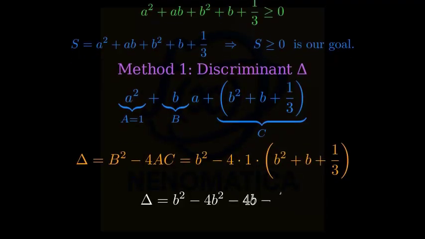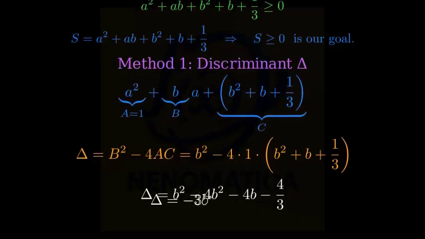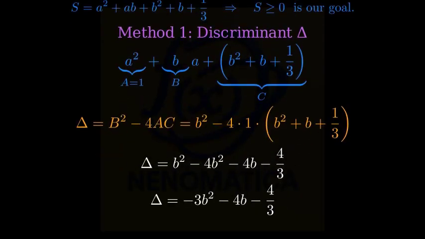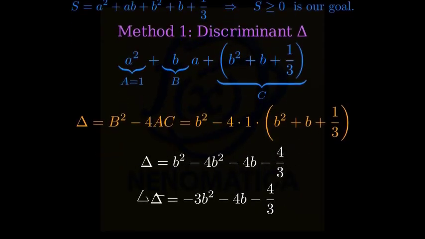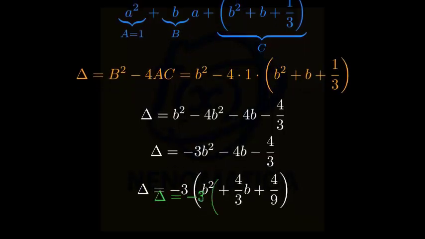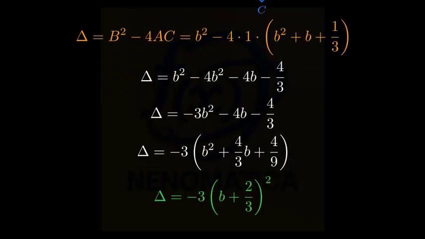We get b squared minus 4b squared, minus 4b minus 4/3. Combine like terms for b squared to get negative 3b squared. Factor out negative 3. Complete the square inside. That becomes negative 3 times the quantity b plus 2/3 squared.